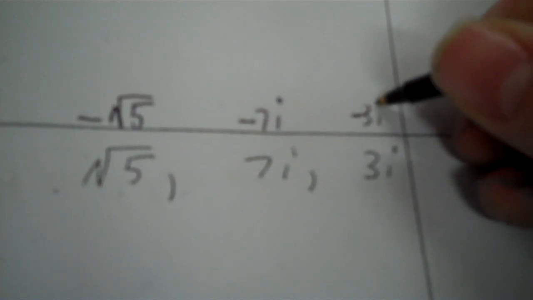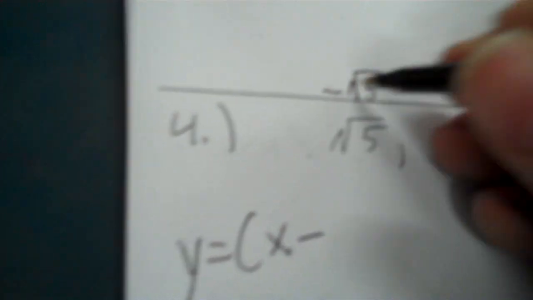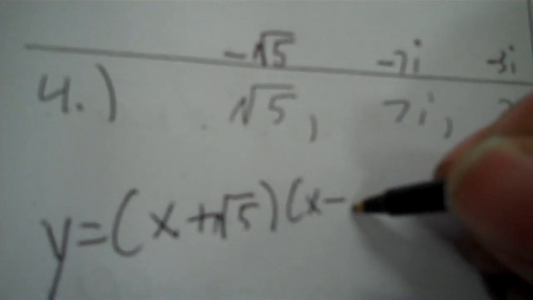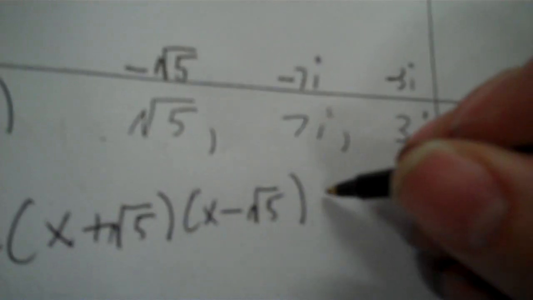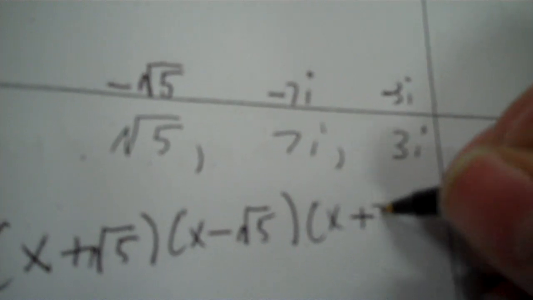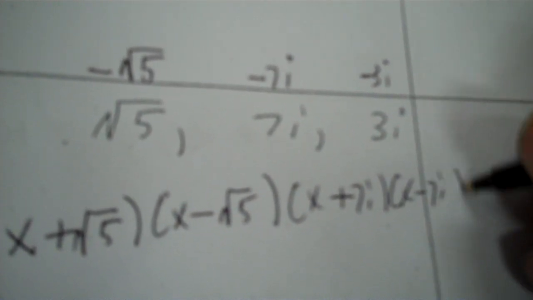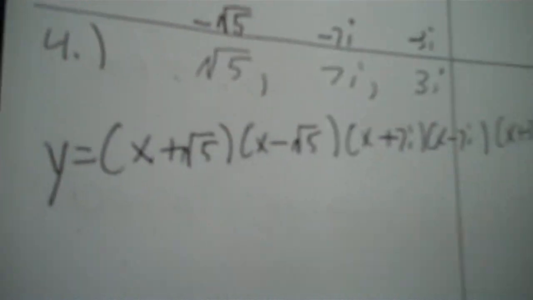Okay, number 4, we have radical 5, so we know that radicals come in pairs. Negative radical 5. I's come in pairs, negative 7i, and negative 3i. So x minus, that'll go plus radical 5, and then x minus the square root of 5. x minus, that's going to go plus 7i, and x minus 7i. And then x plus 3i, x minus 3i.